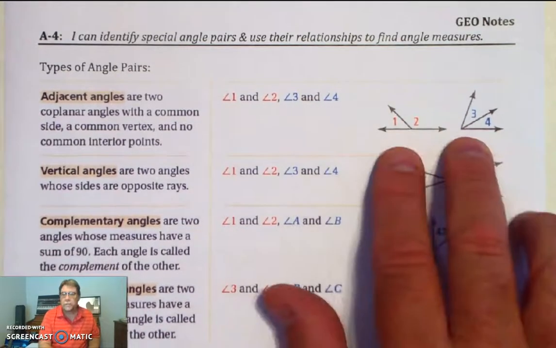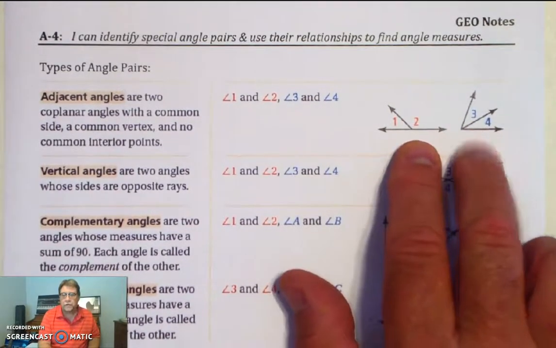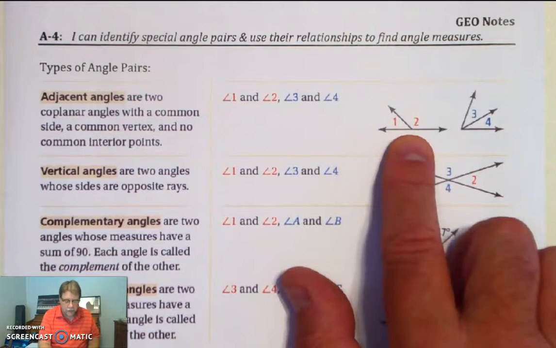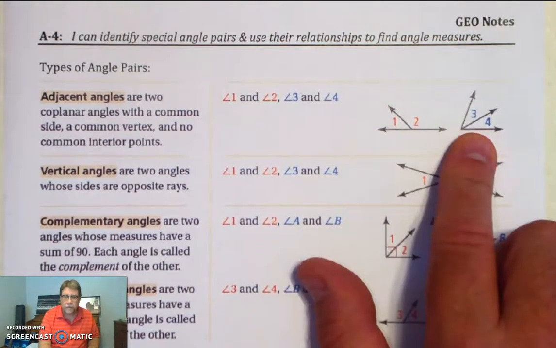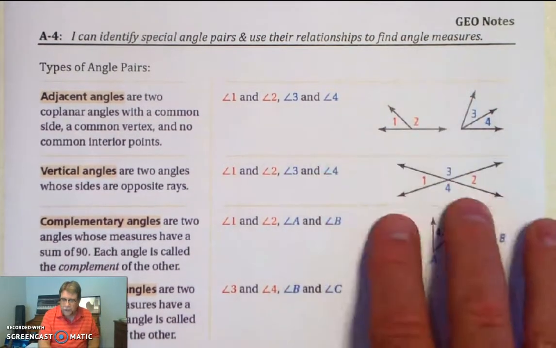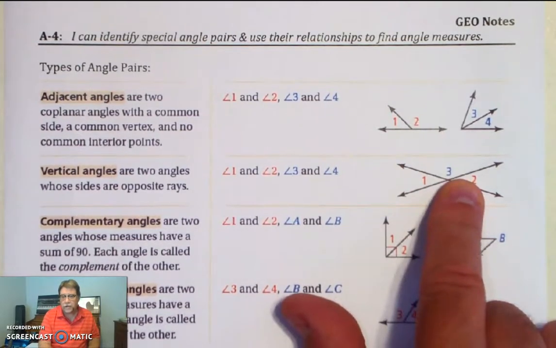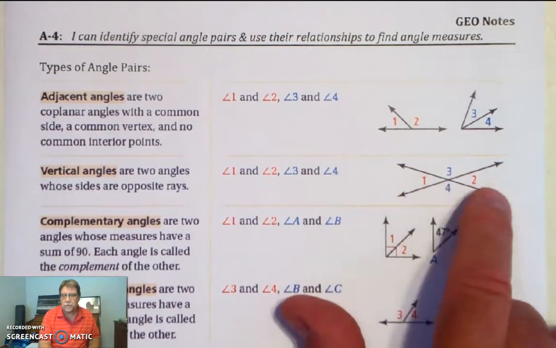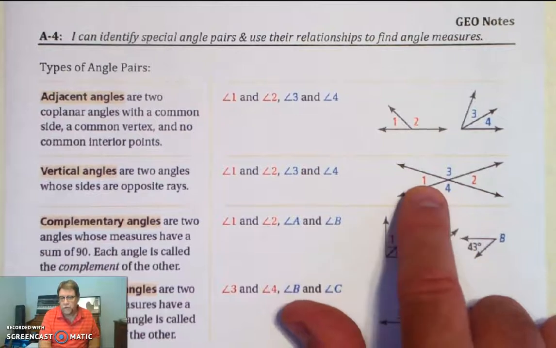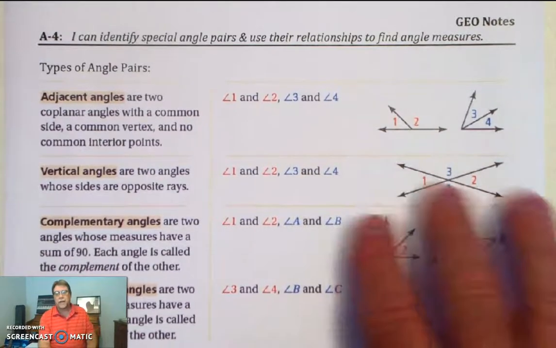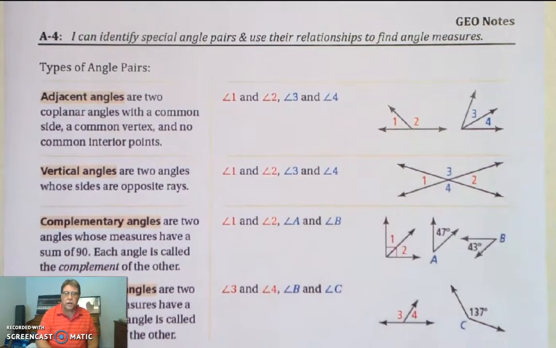So here's two examples of some adjacent angles. Angle 1 and angle 2 are adjacent, and angle 3 and angle 4 are adjacent. So right next to each other. If we came down to this drawing, you would see that angle 1 and 3, for example, are adjacent. 3 and 2 are adjacent. 2 and 4 are adjacent. 1 and 4 are adjacent. Okay? So that's, again, another example of adjacent angles. And you see them in lots and lots of diagrams.